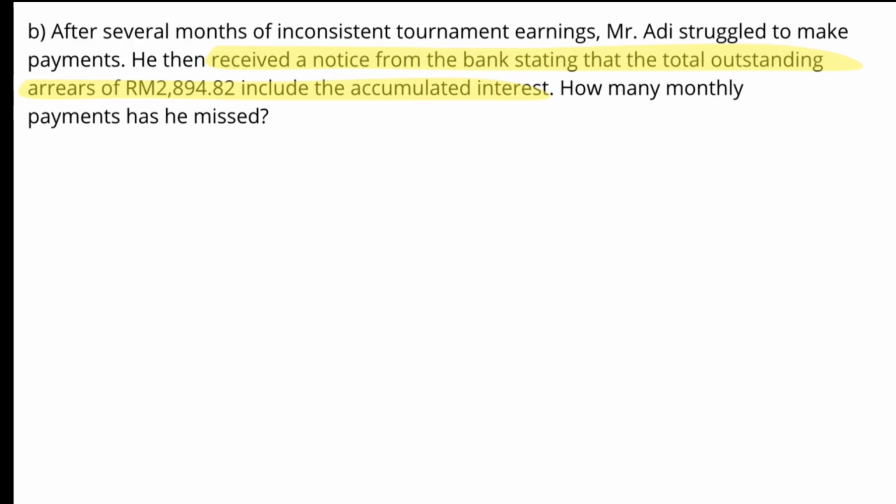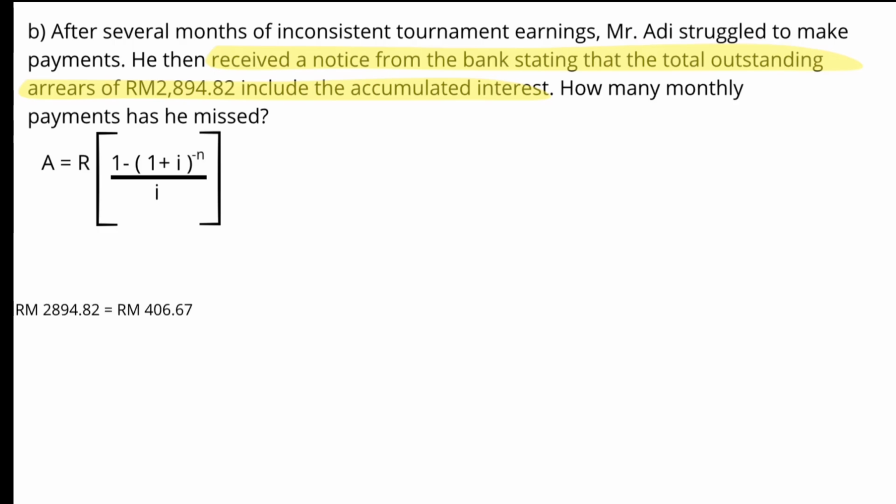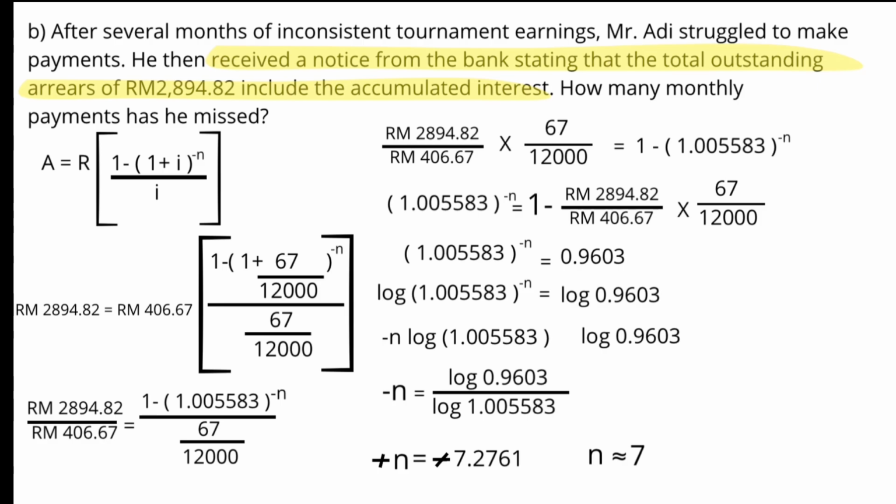We use the same formula, the present value formula. We have A as 2,894 ringgit 80 cents, R as 406 ringgit and 67 cents, and the monthly interest I of 6.7% divided by 12. To find N, we rearrange the formula using algebra and apply logarithm. The final answer is 7. That's all for me. Thank you.